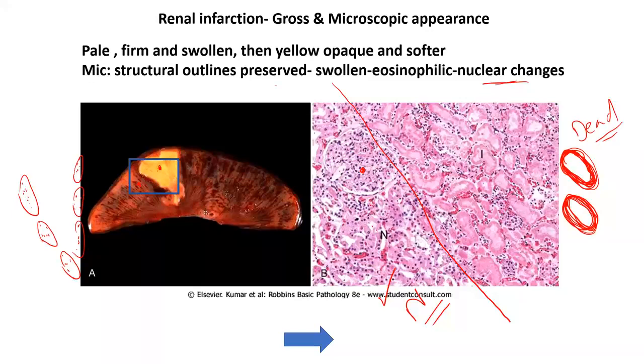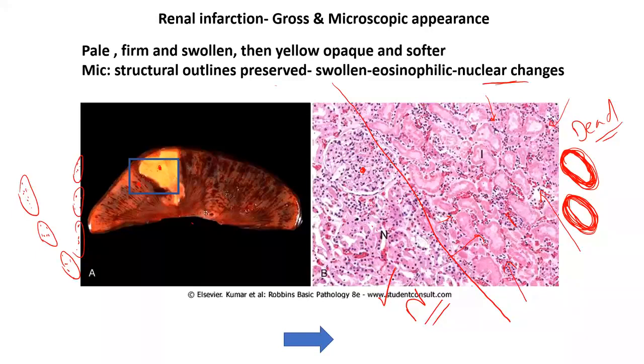You can find that they are tubules. This is the structural outline preserved, but they have swollen eosinophilic cytoplasm and nuclear changes. Here we have karyolysis. You don't see any nuclei, and in between these dead tubules you have inflammatory cells. These are the inflammatory reaction that is present due to necrosis of these tubules.